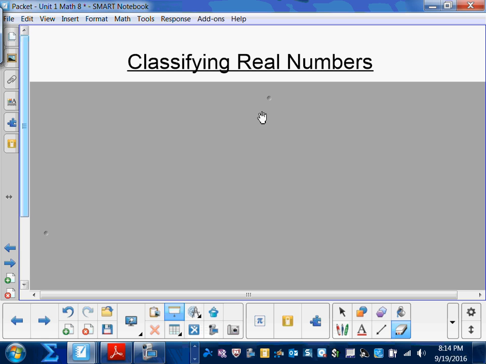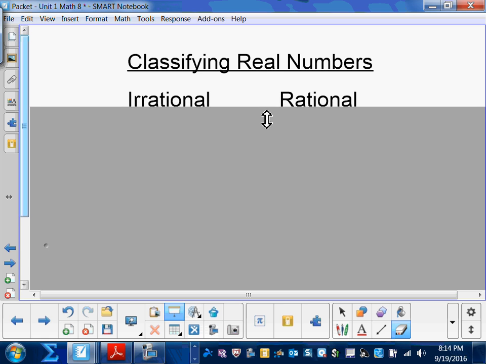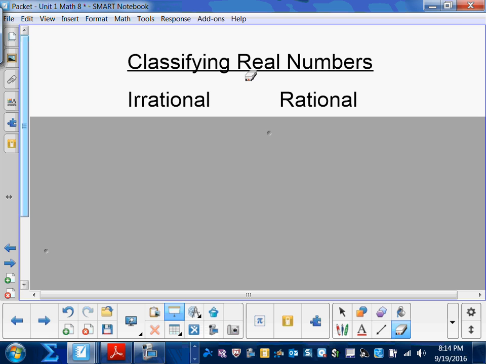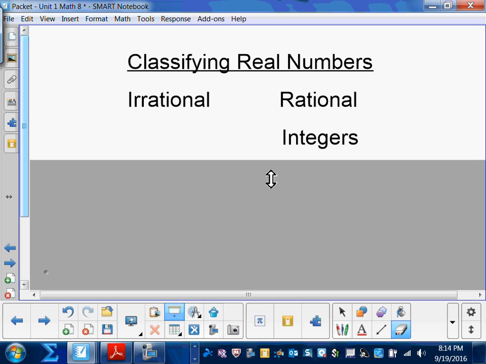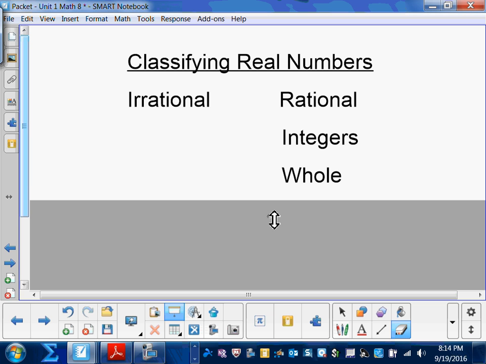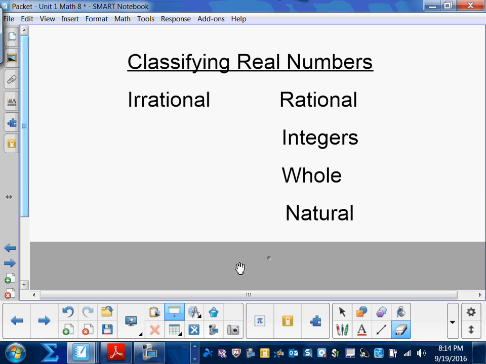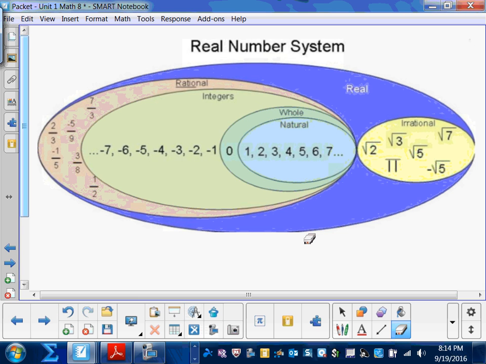Today we'll be classifying numbers, classifying real numbers. The classifications will include real, irrational, rational, integers, whole numbers, and natural numbers. So here's a diagram that shows all the relationships of the different sets of numbers. All the numbers in this diagram are real numbers.